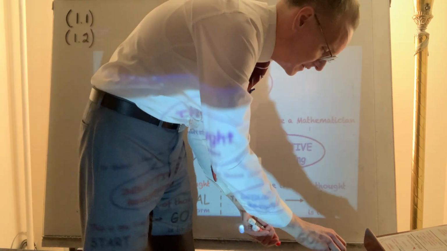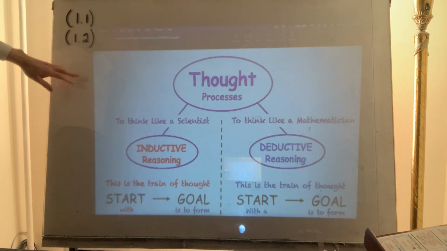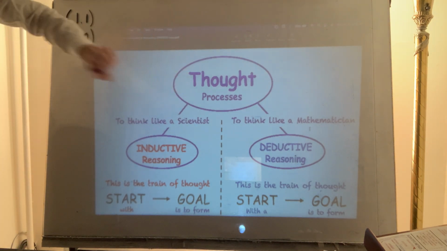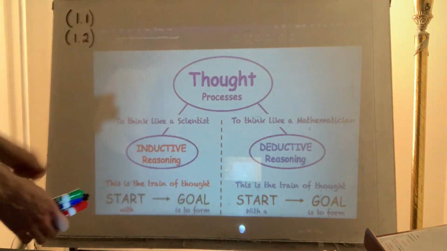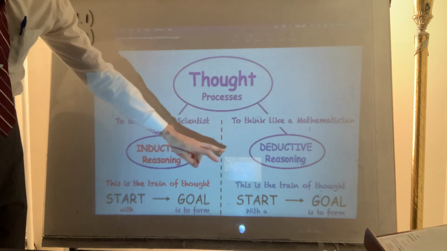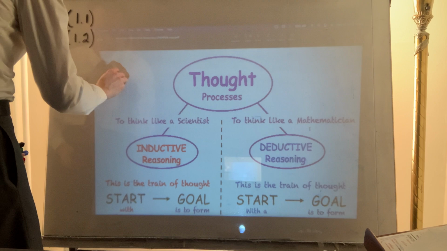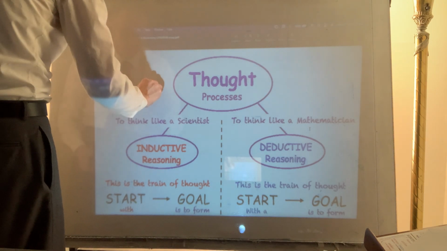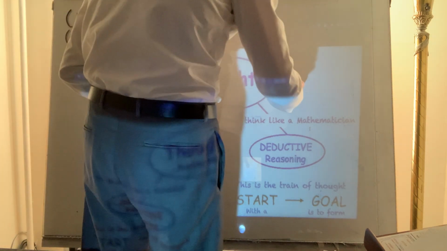Alright, so let me get through this. Basically for section 1.1, what we're going to be talking about initially are different thought processes. I like one of the quotations from our book, which refers to inductive reasoning versus deductive reasoning as more or less the difference between thinking like Sherlock, who of course was not a real person, a fictional character, and Aristotle, who was an actual person.